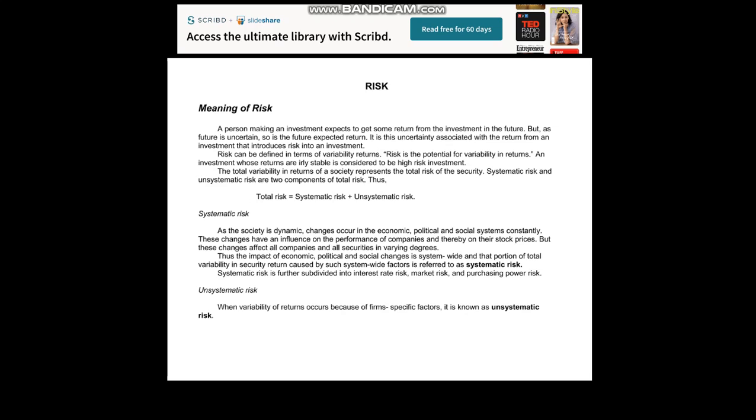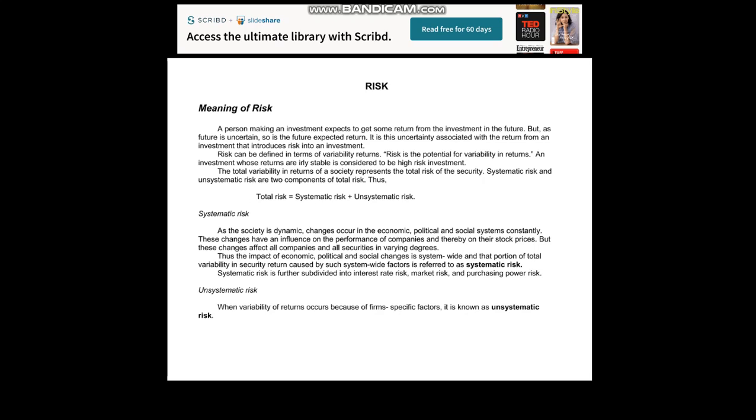An investment whose returns are nearly stable is not considered to be a high risk investment. The total variability in returns of a security represents the total risk of the security. Systematic risk and unsystematic risk are two components of total risk. Thus, total risk equals systematic risk plus unsystematic risk.